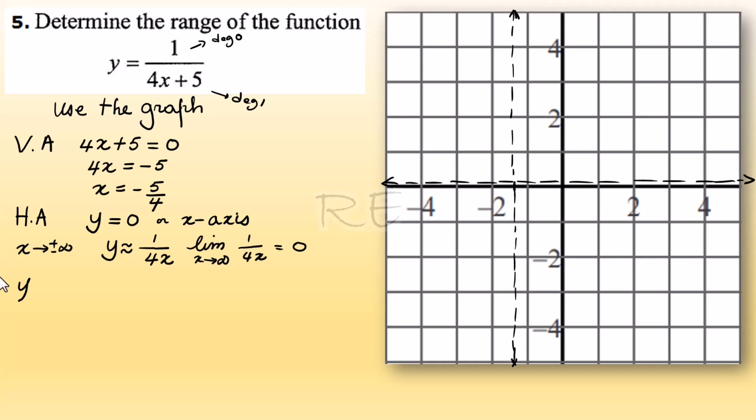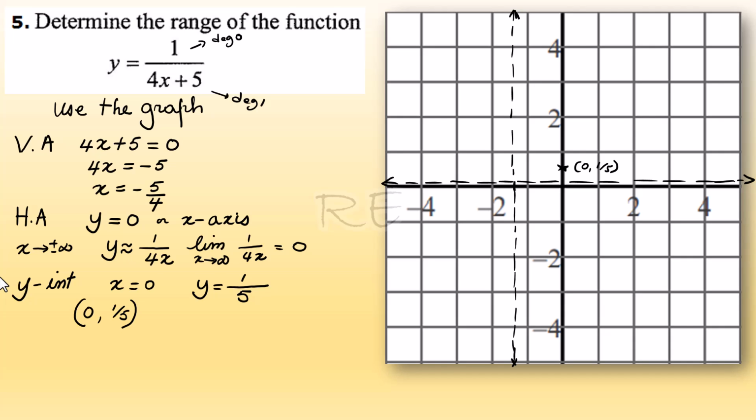Now, let's look for the y-intercept. At the y-intercept, x is equal to 0. Therefore, the function will be y is equal to 1 over 4 times 0 plus 5, which is 1/5. So (0, 1/5) is the y-intercept.